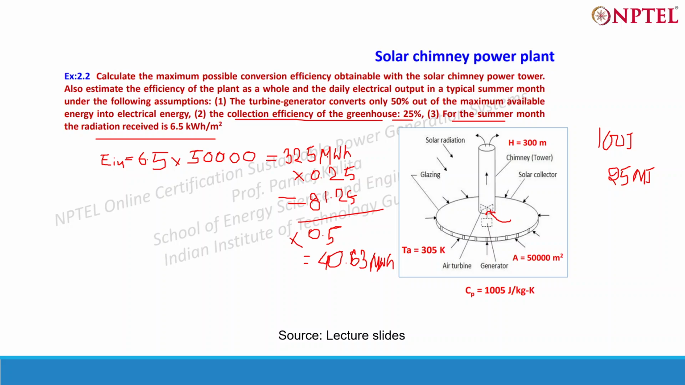Now the solar energy had 325 megawatt hour of energy contained in it, but because of our system efficiency we could only get 40.63 megawatt hour of energy, or electricity in terms you can say. And because of that, if you think of these systems in terms of E in by E out, you can say 40 upon 325. You can see the actual first.